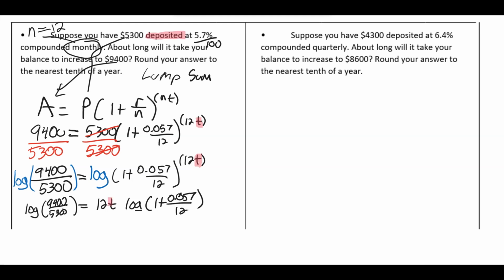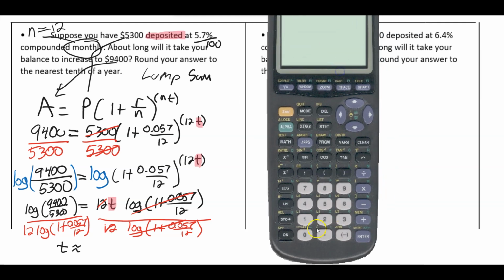Now we're trying to solve for t. It's out in front where we can access it. So what's left is to divide by everything except for that t, so we can have just t equals. So we're dividing by 12 log of 1 plus 0.057 over 12. And that allows us to just have t equals. I'm going to use an approximation because we are going to round. And now let's pull a calculator over and let's see what we get.